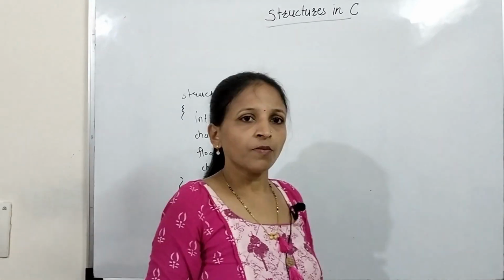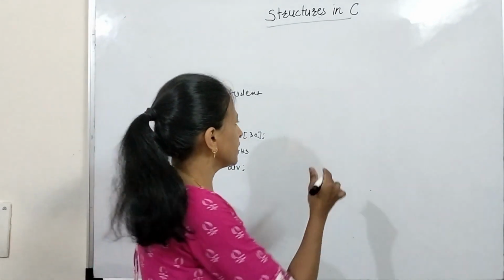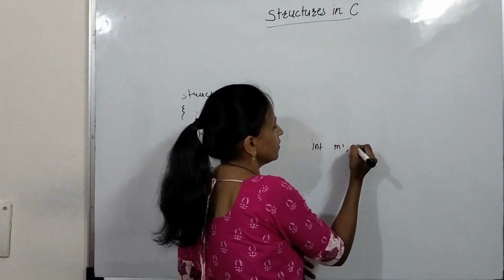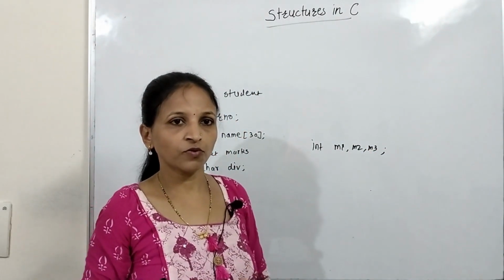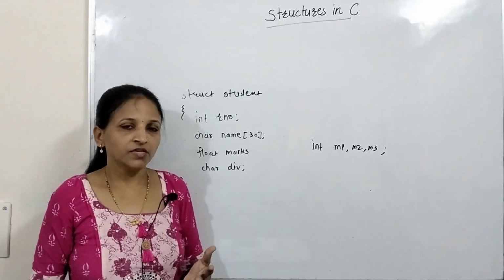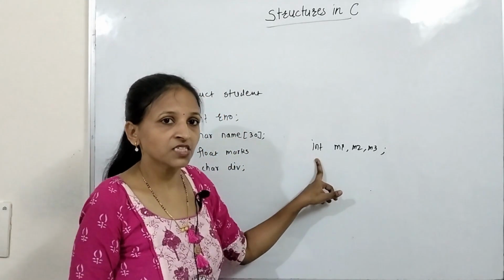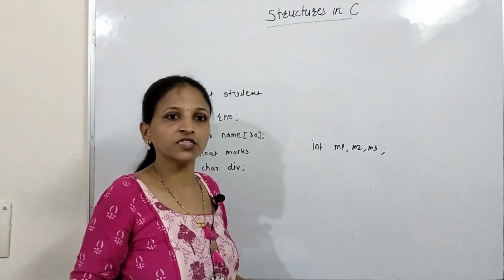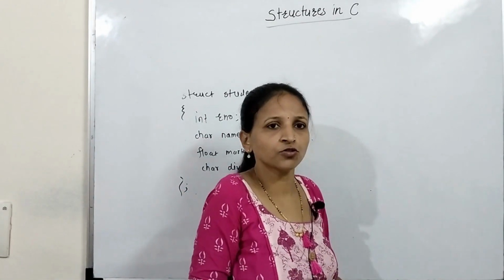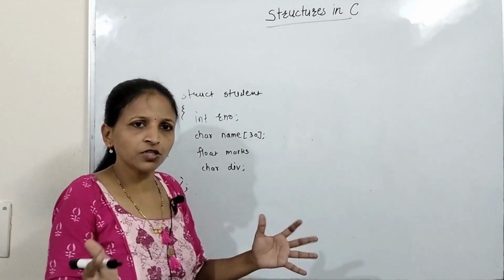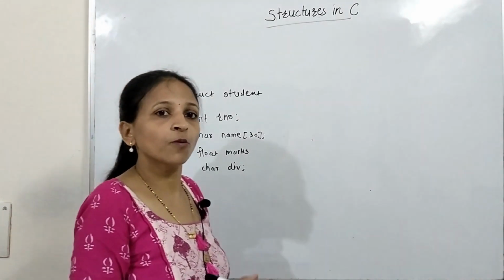If you want to store marks of 3 subjects of a student, what will you do? You will create 3 integer variables like int m1, m2, m3. Now this m1 is capable of holding marks of one student, then m2 and m3. Means this int is a data type given by the language itself. Means this is a basic or built-in data type. We can easily use it to store a whole number. But suppose I want to store roll number, name, marks, everything together, then it is not possible with the help of a built-in data type.